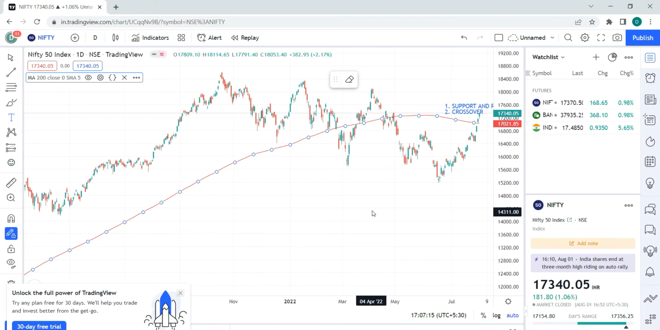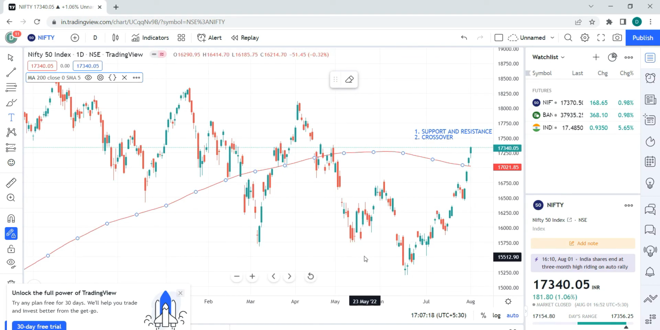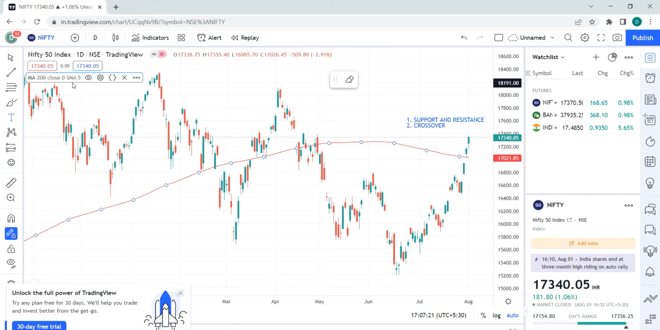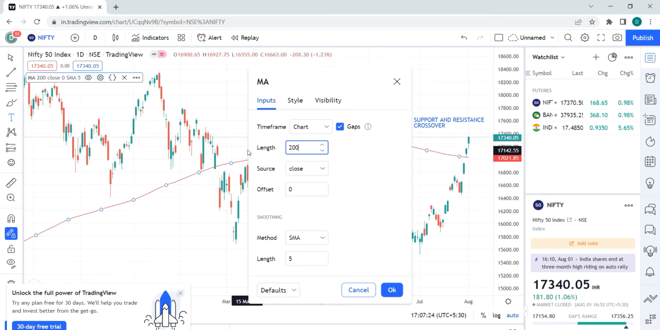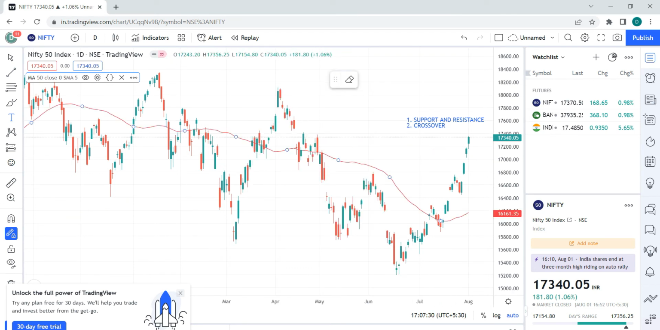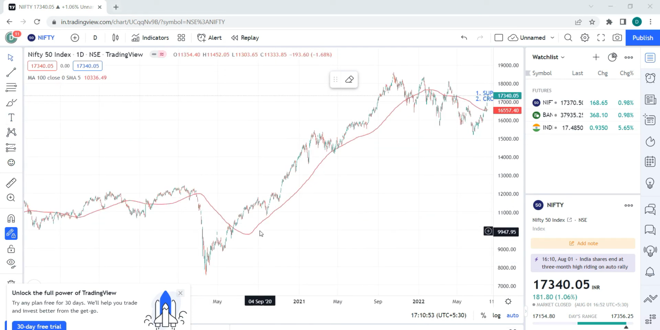Similarly, if you consider a downtrend, this acts as a resistance. Let me take a little lesser time frame to show you on an easier basis. Basically this moving average acts as a support in the uptrend. Whenever it is coming closer to the moving average, it is taking a support. It acts as a support in the uptrend, and it acts as a resistance when it comes to a downtrend.